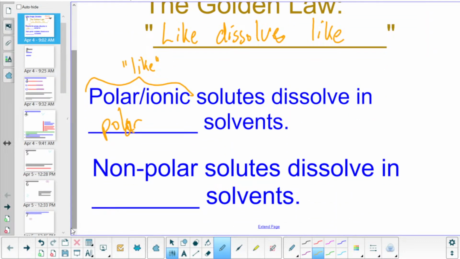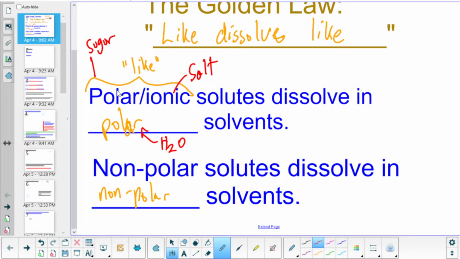Non-polar solutes dissolve in non-polar solvents. So if you have salt, which is ionic, it will dissolve in water, which is polar. If you have sugar, which is polar, it will dissolve in water because it's also polar.